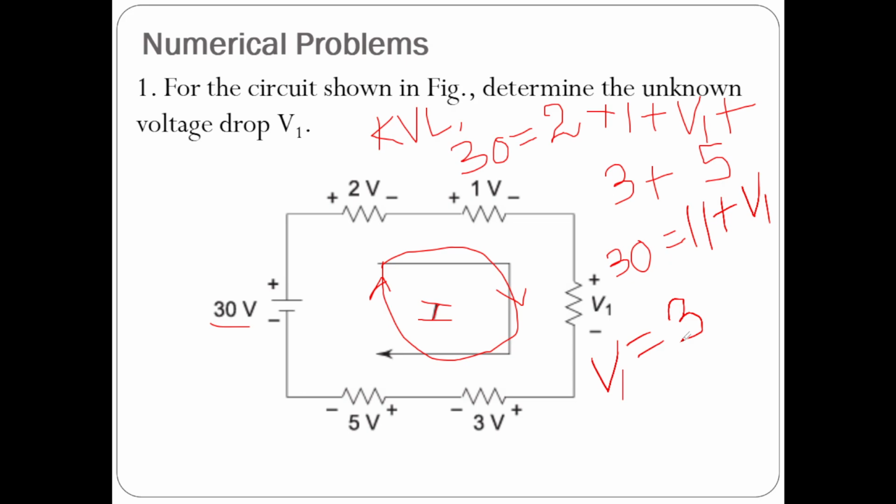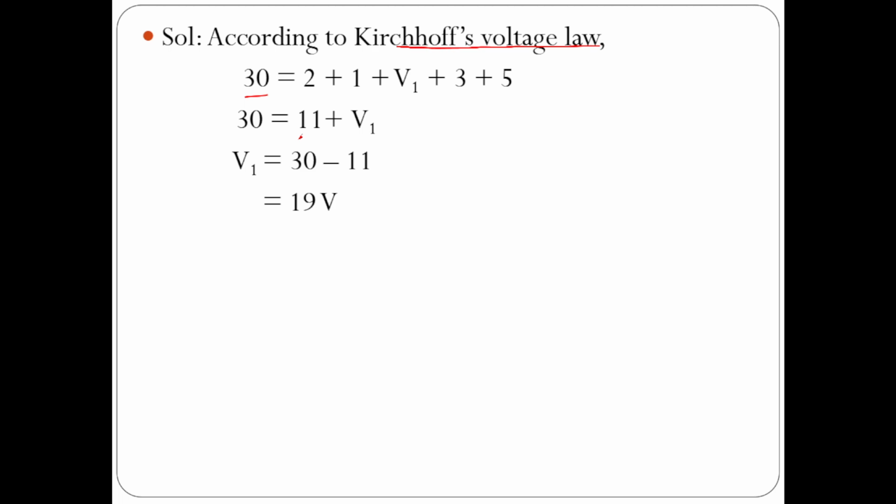So according to Kirchhoff's voltage law, 30 is equal to 2 plus 1 plus V1 plus 3 plus 5. So 30 equal to 11 plus V1. V1 equal to 30 minus 11, that is equal to 19 volts.